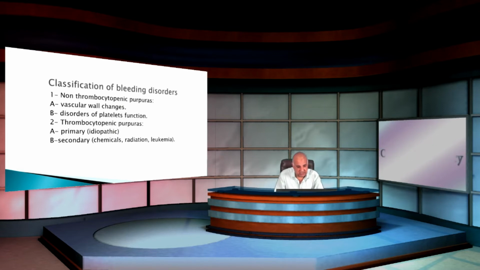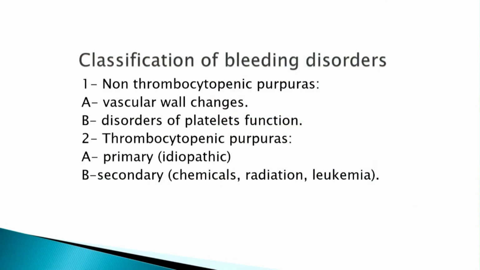In order to classify the bleeding disorders, we can classify them into non-thrombocytopenic purpura. That means the cause is not associated with the megakaryocyte, whether the function or the number of the platelets. This includes vascular wall changes, as I mentioned before, due to autoimmune disease or deficiency of vitamin C and so on, or disorders of platelet function. So there is no defect in the number of the platelets, but there is a defect in the function of the platelets or in the vascular wall of the blood vessel.